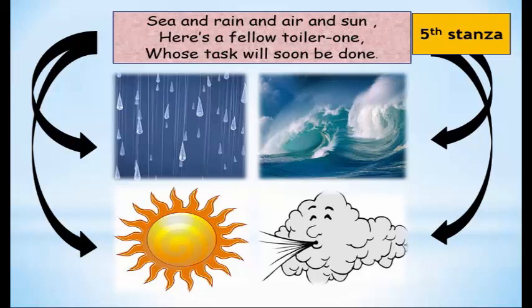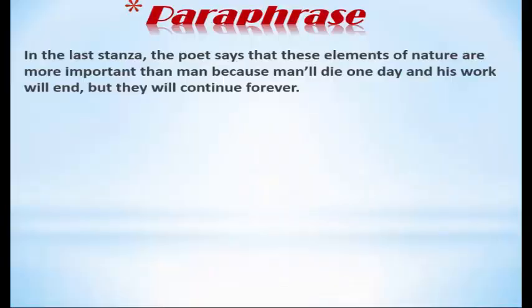"Here is a fellow toiler one, whose task will soon be done." And now let's paraphrase this stanza. In the last stanza, the poet says that these elements of nature are more important than man, because man will die one day. But these elements of nature will continue forever, because they have an endless job. So they are more important.